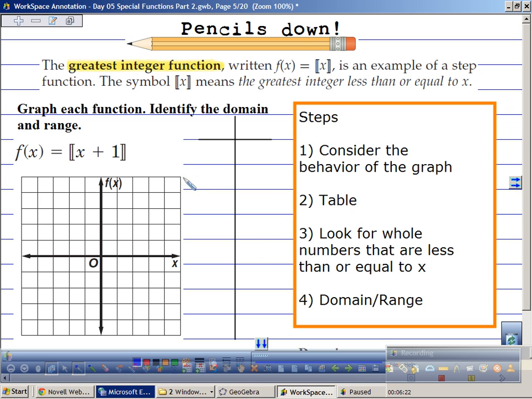All right, so based on our behavior of graphs, what do you think is going to happen with this one, x plus 1? How is that going to translate? Is it going to translate vertically or horizontally? Okay. How would this one translate? If it was an absolute value function, would that one go vertically or horizontally?